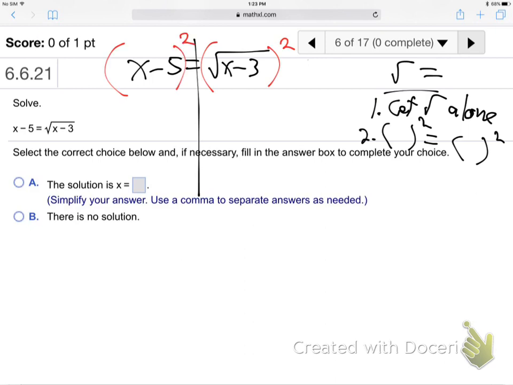And notice what I'm doing. It's parenthesis, 2 power, parenthesis, because you're squaring the whole left side, squaring the whole right side. Good so far? Exactly. The rooting cancels the squaring.